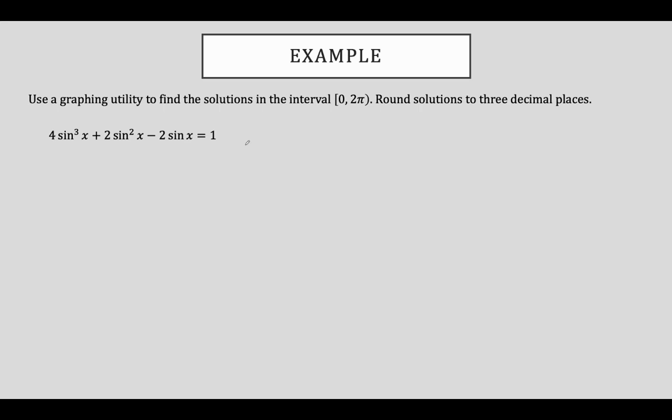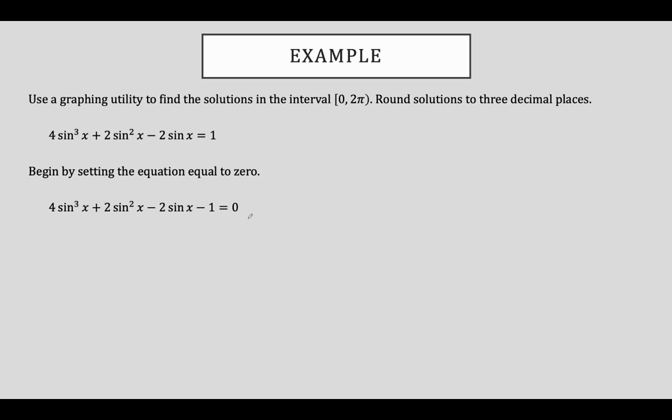Well, the best way to solve equations using your calculator is to set the equation equal to 0, then graph the function, and your zeros will correspond to the x-intercepts, okay? All right, so we are going to begin by setting the equation equal to 0. We subtract 1 from both sides of the equation, giving us 4 sine cubed x plus 2 sine squared x minus 2 sine x minus 1 equals 0. The solutions to this equation will be the x-intercepts, or the zeros of the graph.